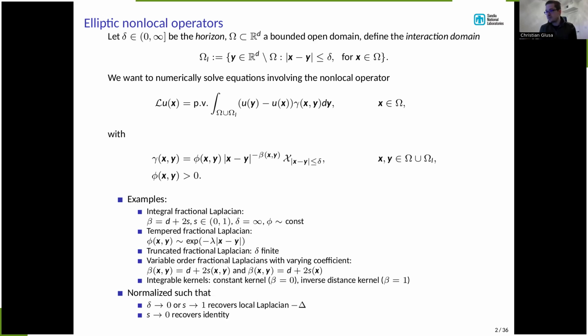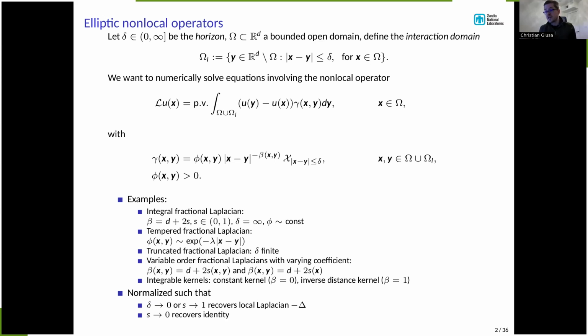And there are some conditions that we probably need to enforce on this type of kernel function. For example, phi, we probably want this to be positive, so that overall we have a well-posed operator. We also will have to require that phi doesn't actually blow up, so there's no singular term in phi itself. And we will see there are some other conditions on how regular these coefficients phi and beta actually are.